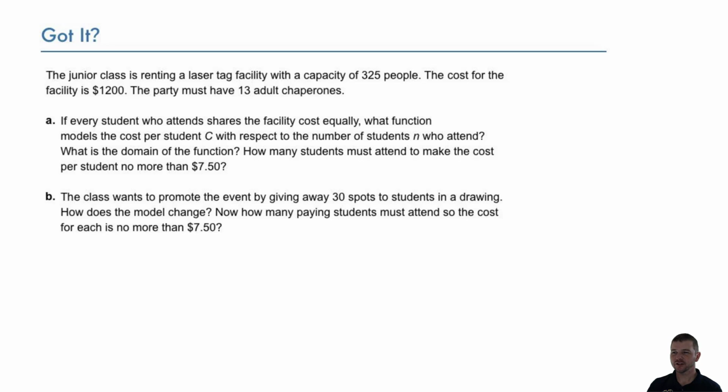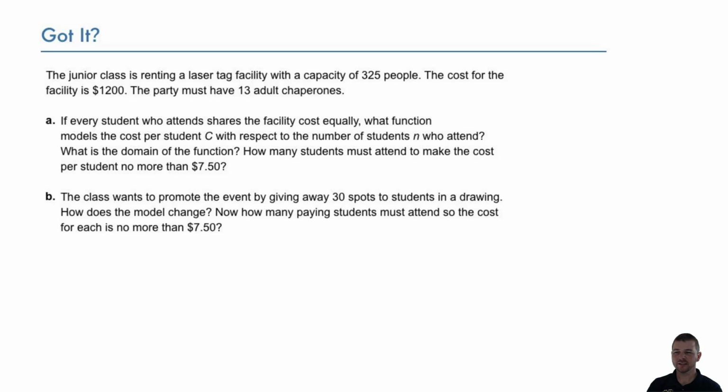Your turn. The junior class is renting a laser tag facility with a capacity of 325 people. The cost for the facility is $1,200. The party must have 13 adult chaperones. Part A. If every student who attends shares the facility cost equally, what function models the cost per student C with respect to the number of students N who attend? What is the domain of the function? How many students must attend to make the cost per student no more than $7.50?